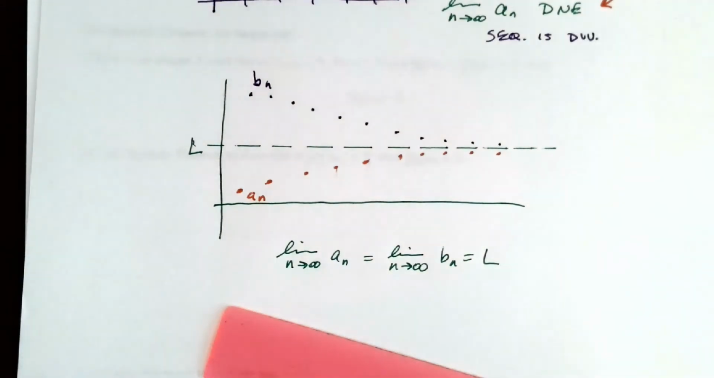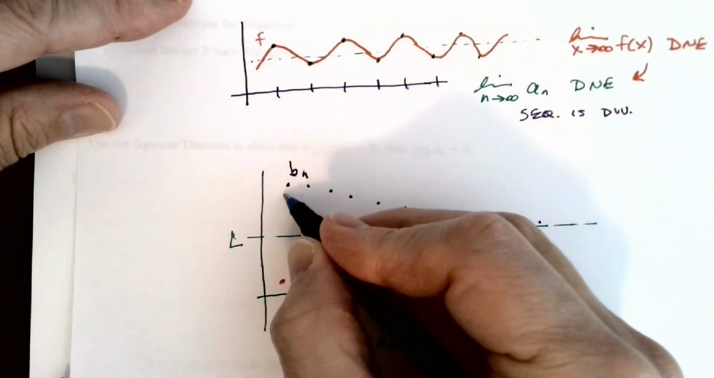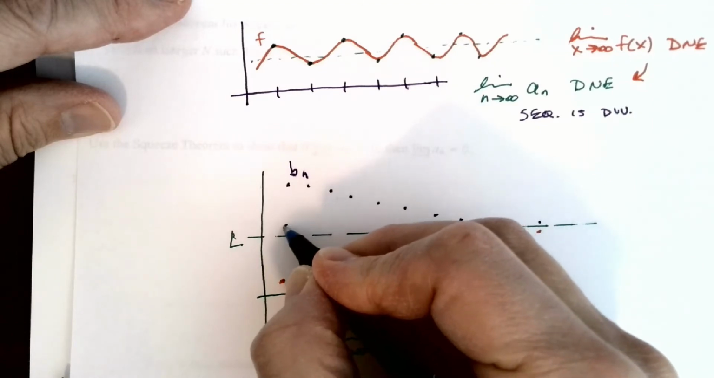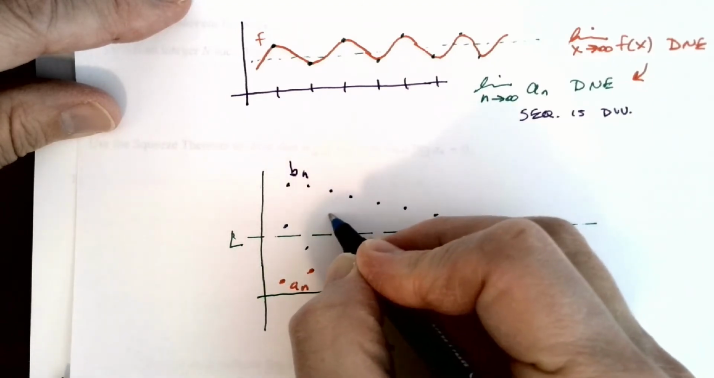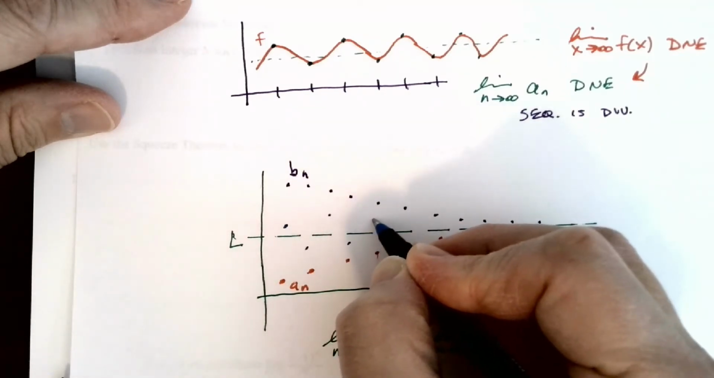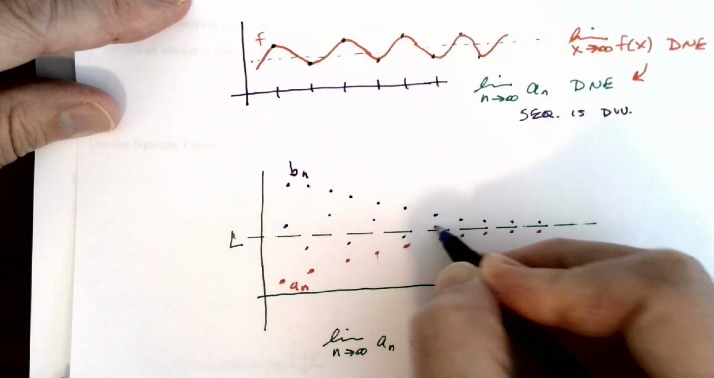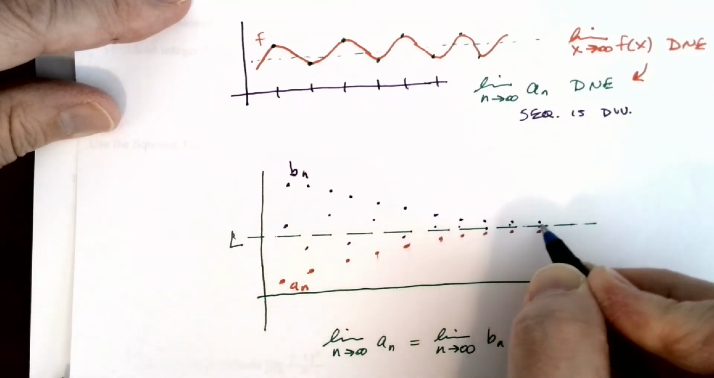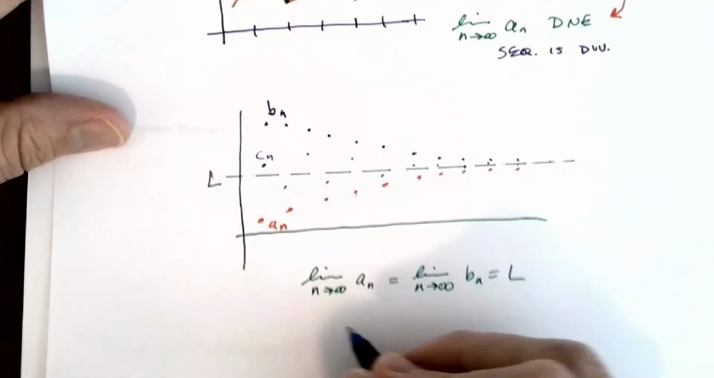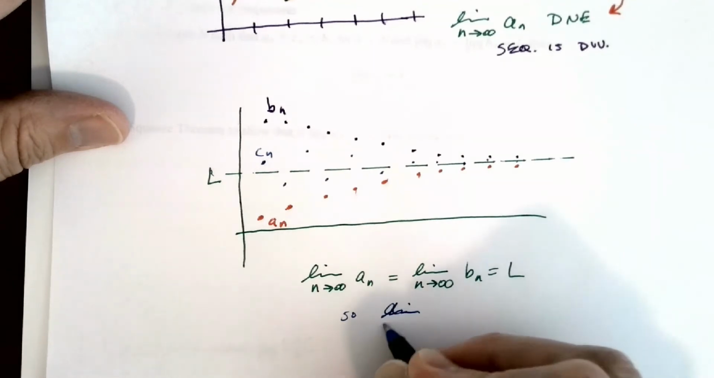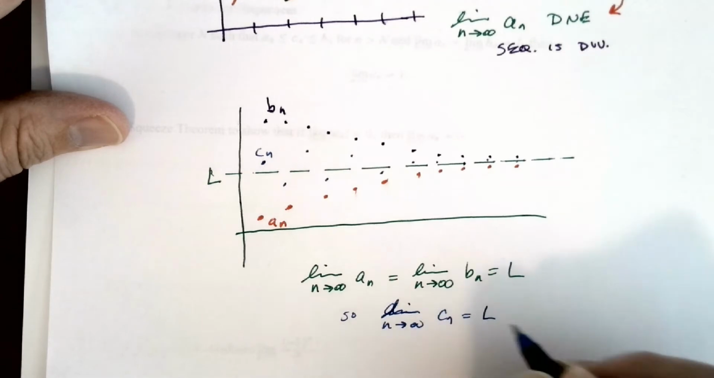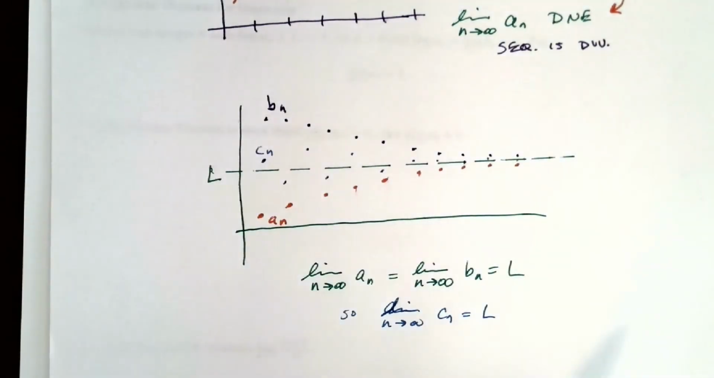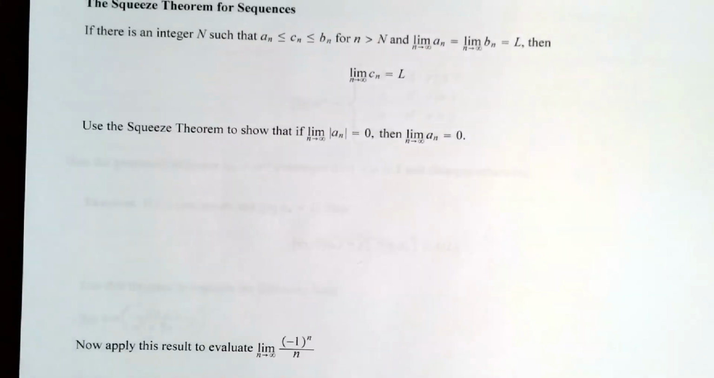Okay, but then we've got a sequence C sub n that is trapped in between the A sub n's and the B sub n's. So if I begin to draw that sequence, then C sub 1 has to be between these two, so somewhere, maybe it's right here. And then it has to be between these two, maybe it's down here. We can have some bouncing around, but eventually we've got to get closer and closer to this same limit. We're getting squeezed. We can't bounce around it. And so the limit as n goes to infinity of the C sub n's is also L. I get squeezed down to that same limit. Okay, so that's the squeeze theorem.